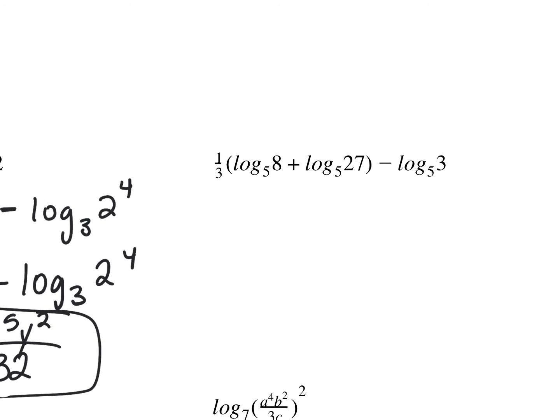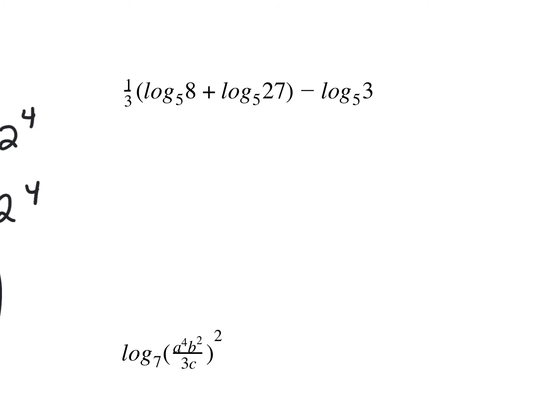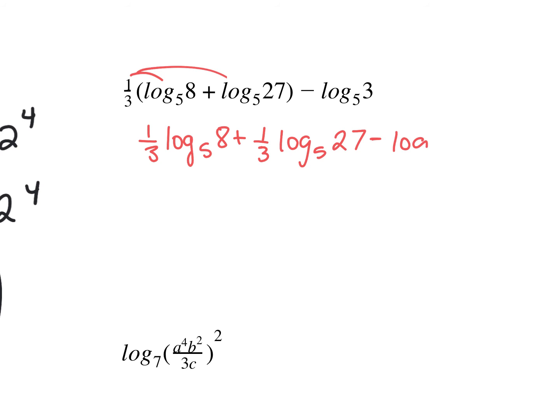Walk me through it. What am I doing? You gotta distribute that 1/3. Distribute the 1/3 to what? The parentheses. Everything in the parentheses. So the first one's going to be what? 1/3 log base 5 to the 8th, plus 1/3 log base 5 to the 27th, minus log base 5 to the... Okay, cool.